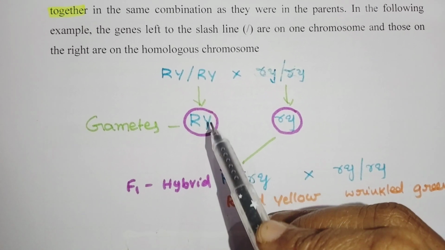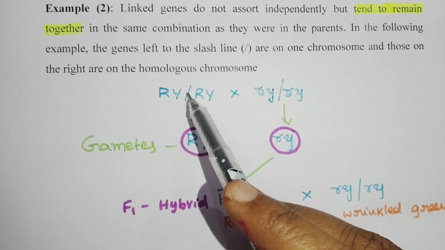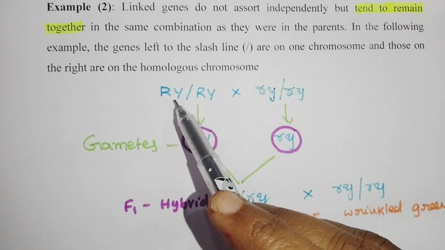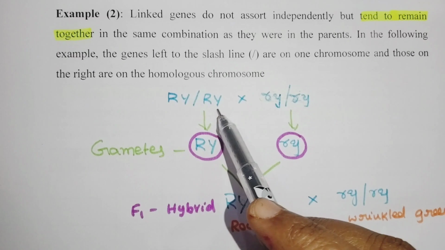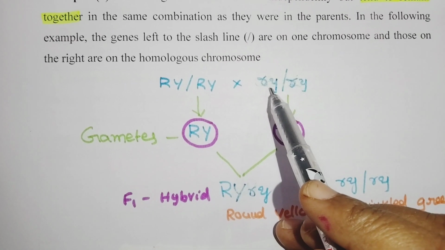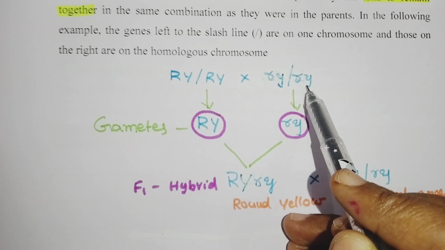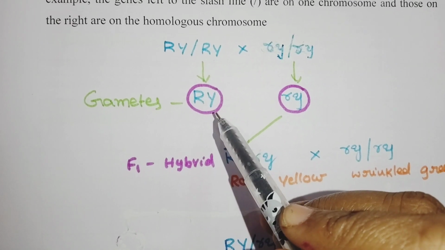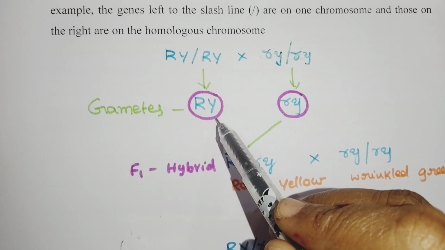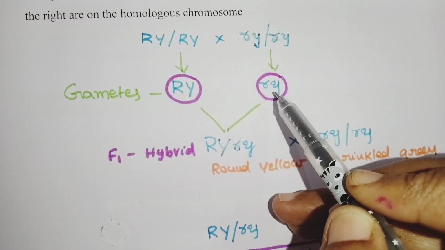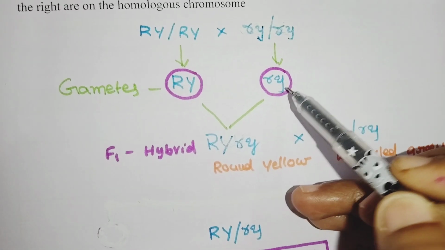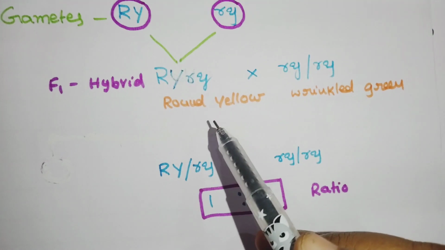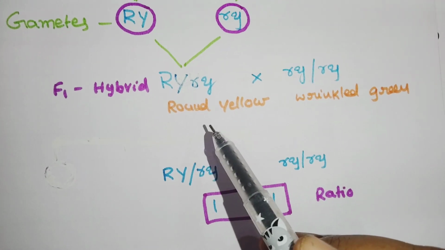yellow seeds were crossed with wrinkled green. The slash represents that this is one homologous chromosome, and this is the other homologous chromosome. That's why we are representing a slash between them. As usual, we know that R and Y alleles will come into the gamete. Here also, a small r small y gamete will come.